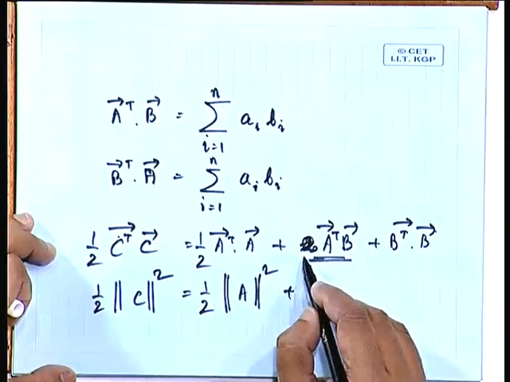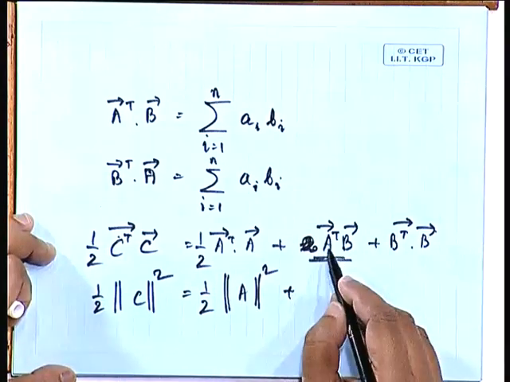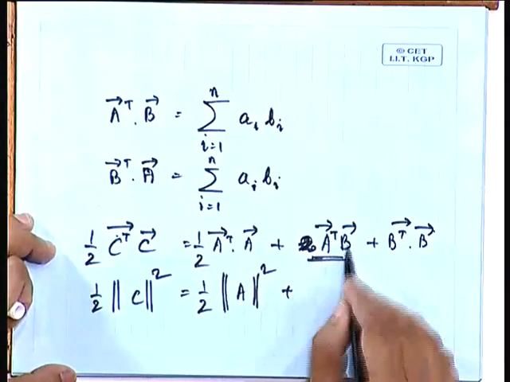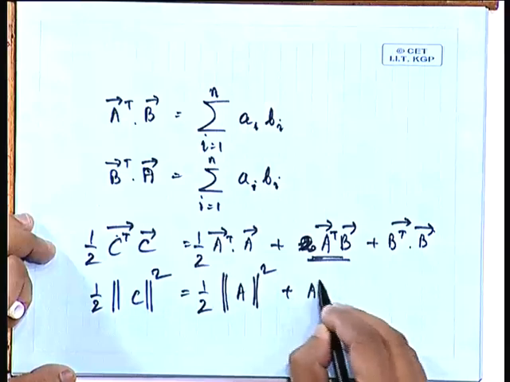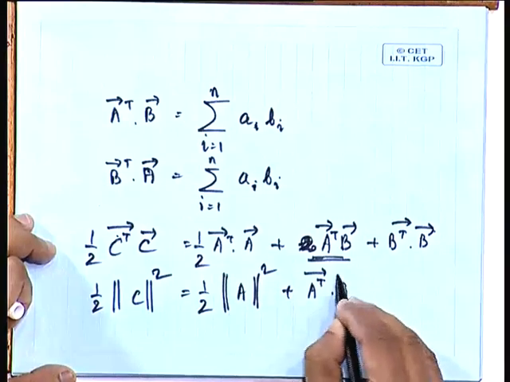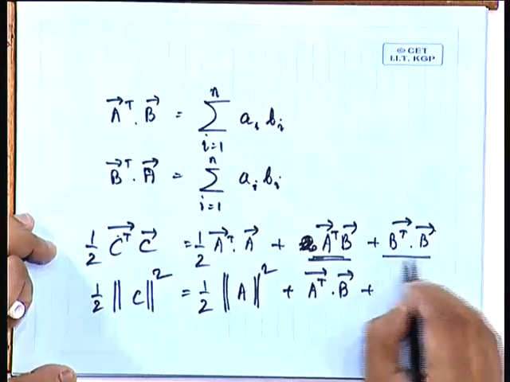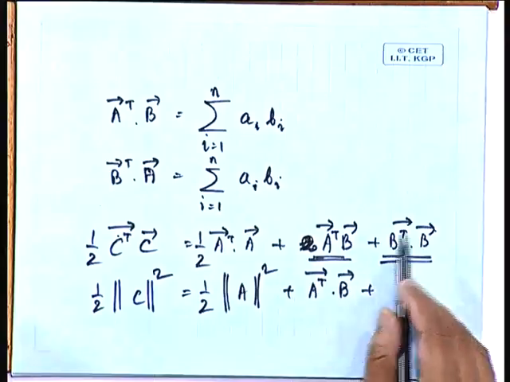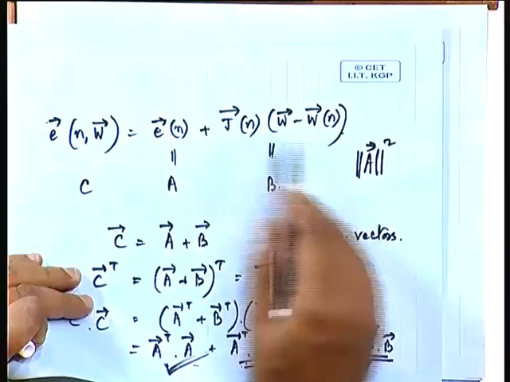There is no half associated with it because it was already multiplied by 2. So, when half comes in, it becomes multiplied by 1. So, here this term remains as A transpose B, and then this term is B transpose B, which should have been norm of B square, but because this itself is a multiplication, this itself is J n W minus W n.